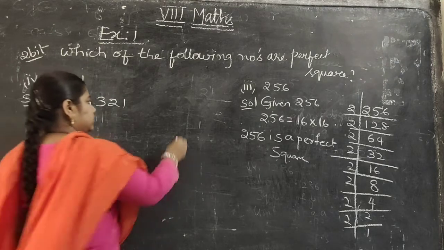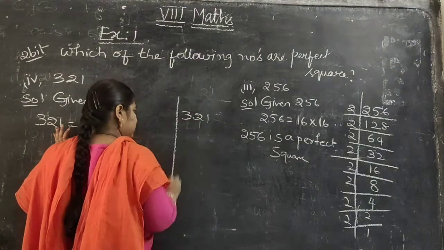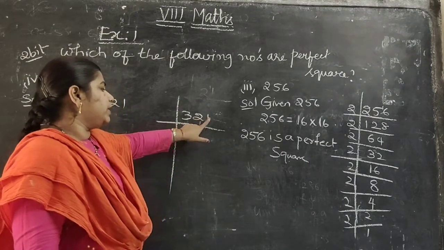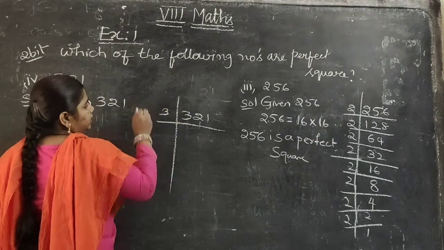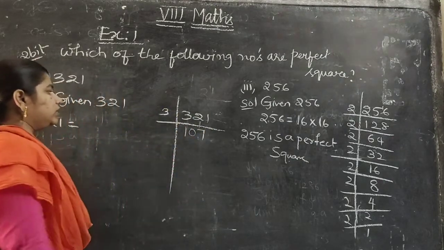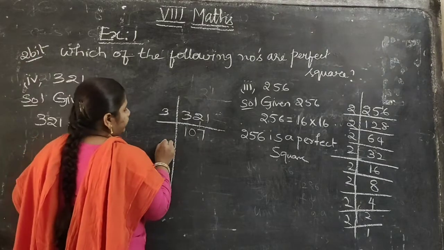Next, 321, you find first. So we can take the 3 table. 3 plus 2 is 5, 5 plus 1 is 6. By using the divisibility rule, it is divisible by 3. So 3 1s are 3, 3 7s are 21. It is 3 107s are 321.